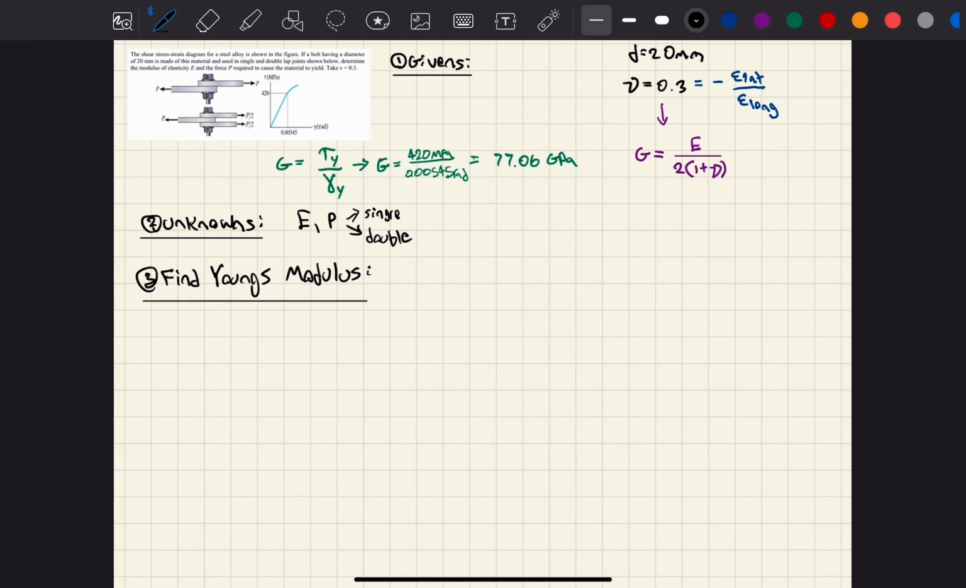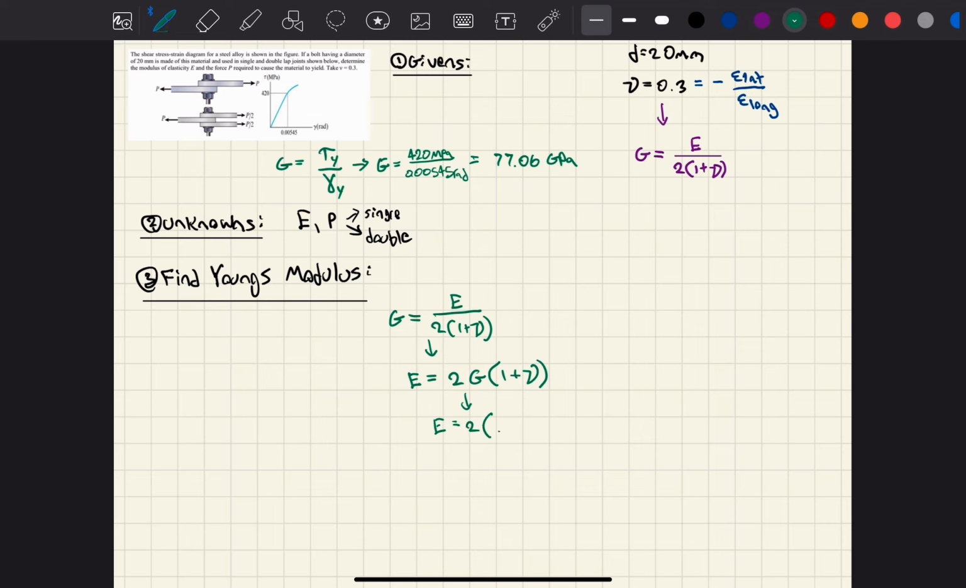Right. We start off with our formula. We can start from the general one. The modulus of rigidity is equal to Young's modulus over 2 times 1 plus Poisson's ratio. We simply isolate for Young's modulus, and we end up getting that 2 times the shear modulus, or the modulus of rigidity, or whatever you want to call it, multiplied by 1 plus Poisson's ratio will give you the elastic modulus. Plug in the numbers.